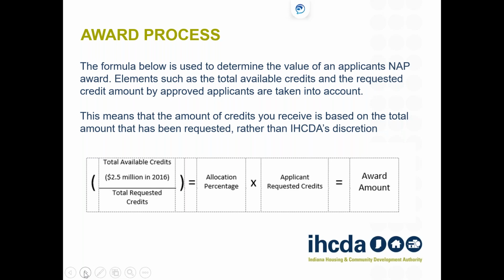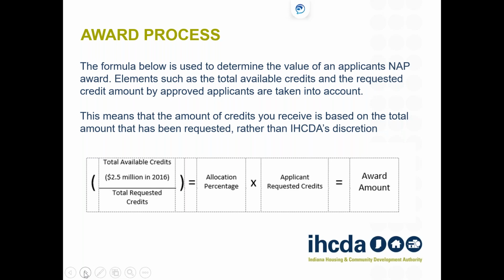So last year, I think we had something like 8 or 9 million in total requests for NAP tax credits. We had 2.5 million available, and that's what we have every year. So the allocation percentage was somewhere around a quarter. I can't remember exactly what it was. So basically, whenever someone requested $40,000, that's how they ended up getting 12,000 in total tax credits.